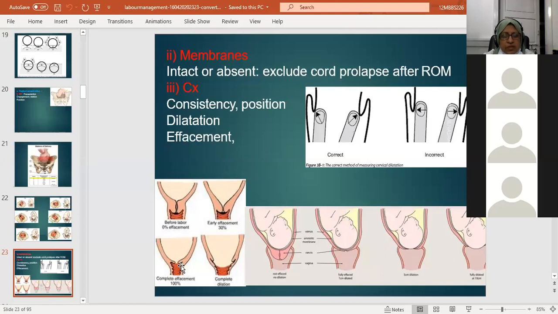Here is a full effacement because the cervix length is small, but still there is no dilatation. Similarly in the primary gravida, this is again full effacement but no dilatation. This is effacement with 3-4 centimeter dilatation. So in the primary gravida, initially there is an effacement followed by the dilatation, while in the multigravida, the first dilatation occurs and then there is an effacement.